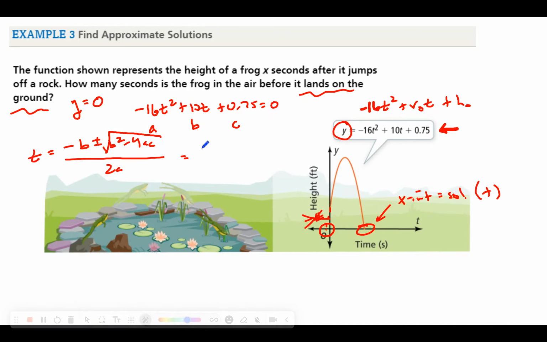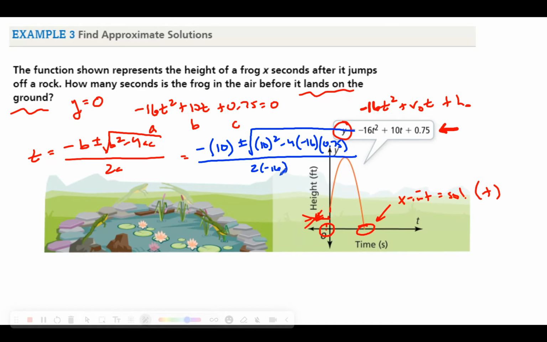Okay, so again, negative in parentheses, we're going to put 10 plus or minus. I'm going to put 10 squared minus 4 times negative 16 times 0.75. Sorry for squishing it there. All under the square root, divided by 2 times negative 16. Okay, so I'm going to come down here with it. So t equals negative 10 is just negative 10, plus or minus.